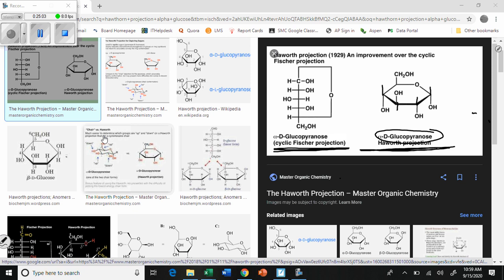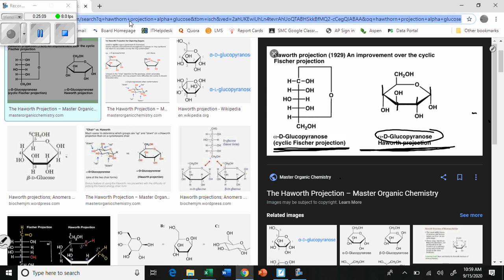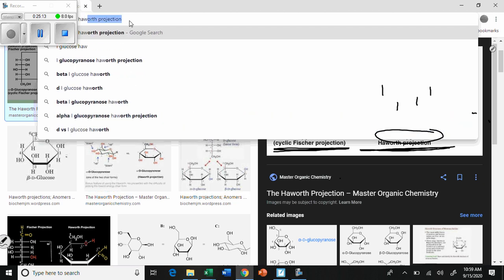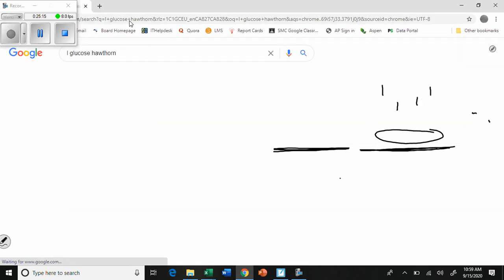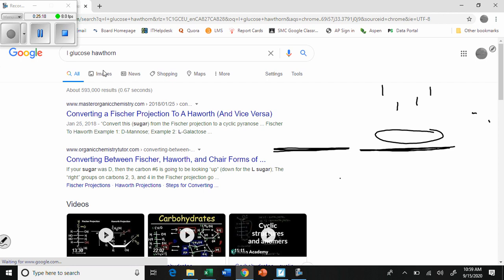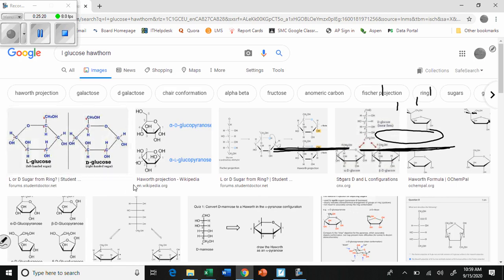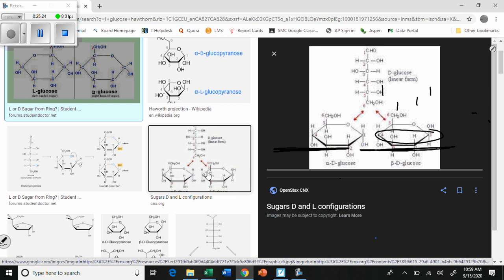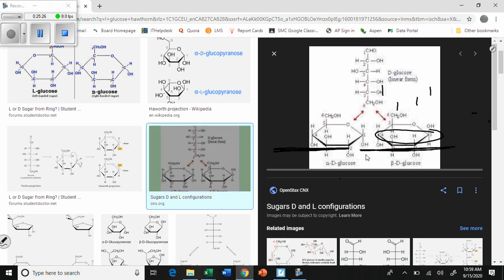L-glucose would be the reverse of that. So I'll show you L-glucose really quickly before we lose our time. L-glucose. Enough to get it. Images. Oh, here's the two of them side by side, sort of. This one's better. Oh, this is the one I just had.